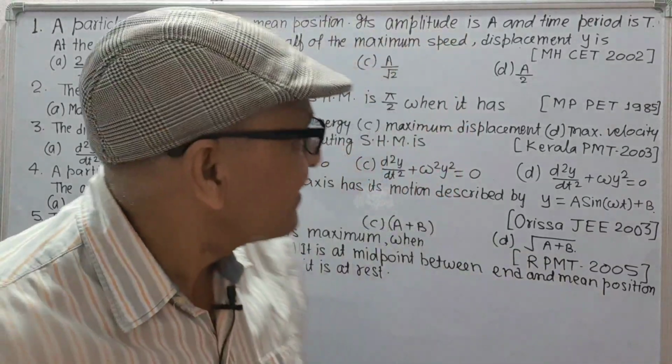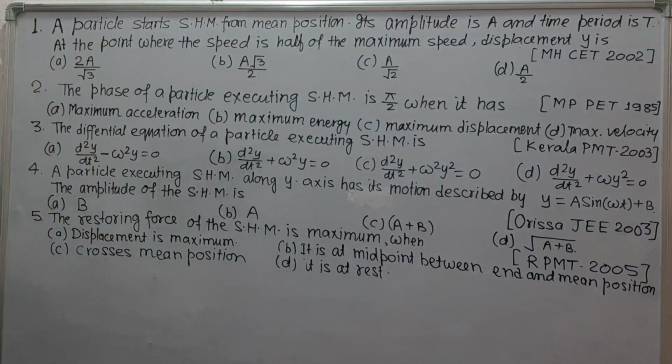Let us start the first question. A particle starts simple harmonic motion from mean position. Its amplitude is A and time period is T. At the point where the speed is half of the maximum speed, the displacement y will be. These are the options. Now, solution to question 1.